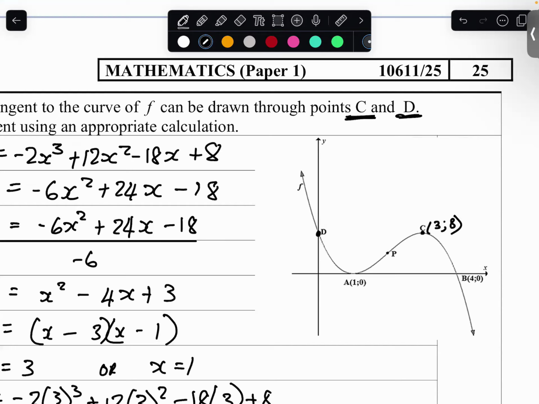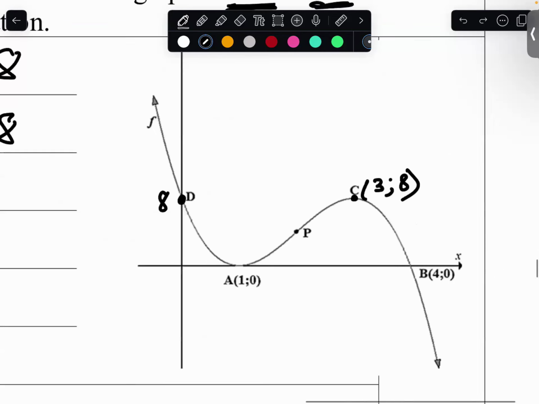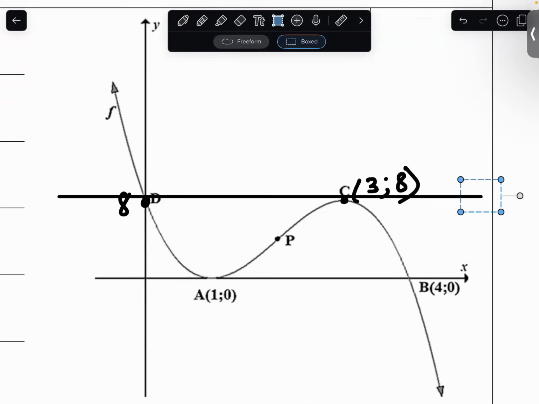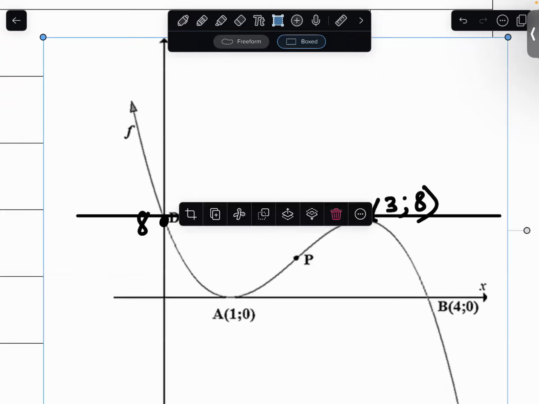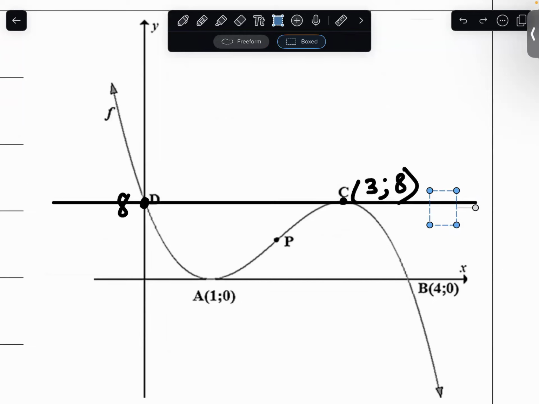I know that D's coordinate is 0 and 8 because it's the y-intercept of the graph. And remember the d value at the end is the y-intercept of the graph. So I know that this value is 8. And so if this is 8 and this is 8, that means that there can be a line drawn through the turning point and the y-intercept. And that line is a straight horizontal line because they share the same y coordinate. So this line is y is equal to 8.